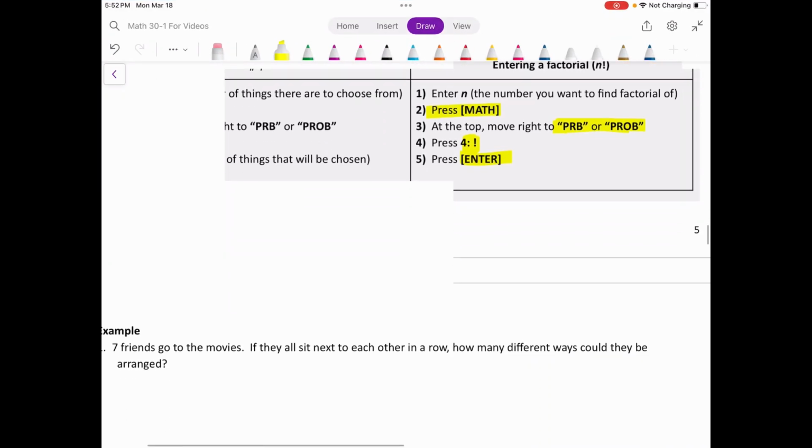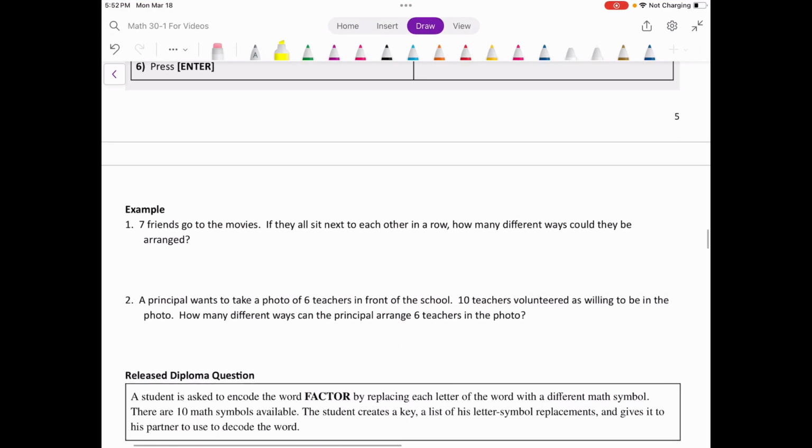Okay, let's try out some examples here. So, 7 friends go to the movies. If they all sit next to each other in a row, how many different ways could they be arranged? Okay, so there's 7 options. How many of them are we actually picking? Yeah, all 7, right? They all sit next to each other in a row. So our n is 7, and they're all sitting next to each other, so we're choosing all 7 of them.